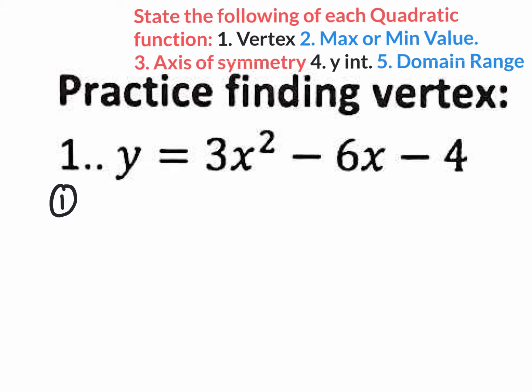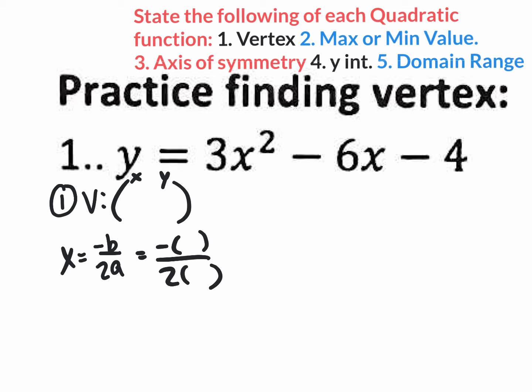So let's begin by writing down number 1, vertex. We know it's going to be a coordinate. We know it's an x value and a y value. But how do we find that vertex? We're going to use the vertex formula x equals negative b over 2a. Now that formula is only for the x value of this vertex. And when you use this formula, I recommend using parentheses where your b is at and where your a is at. That way you could safely identify that your a value is 3, your b value is negative 6, and your c value you don't care about because c is not in the formula.